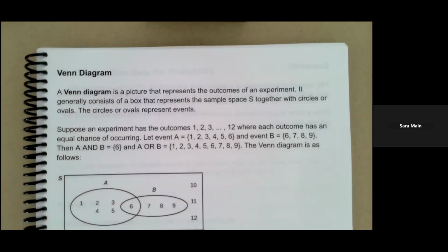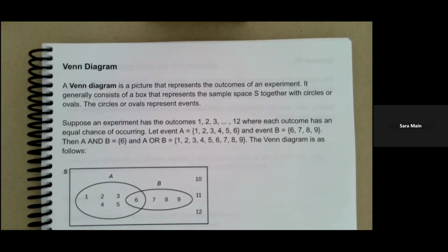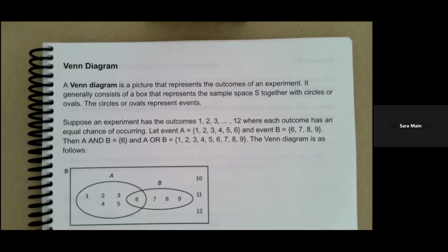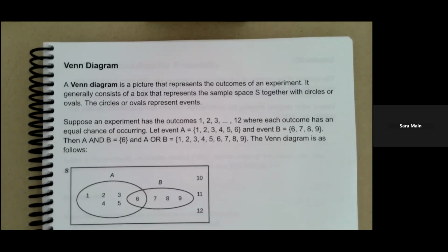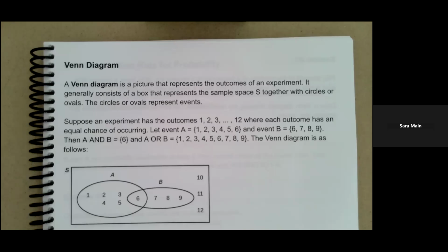Last type of graph or picture we're going to do for probabilities is called a Venn diagram. A Venn diagram is a picture that represents the outcomes of an experiment. It generally consists of a box that represents the sample space, with circles or ovals. And the circles or ovals represent events.